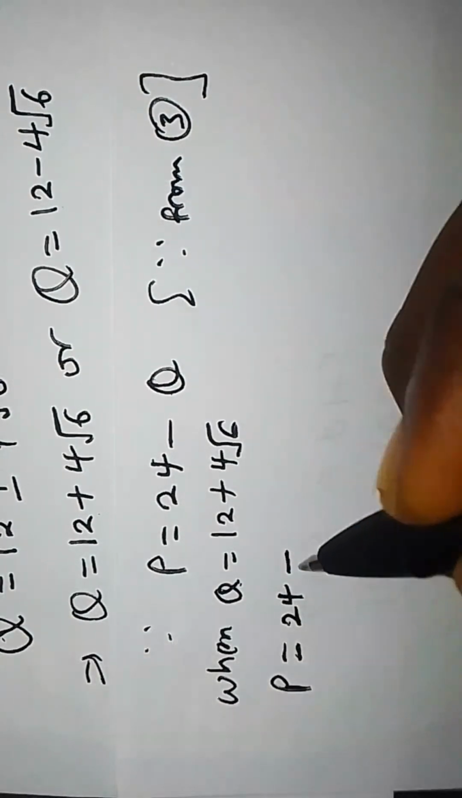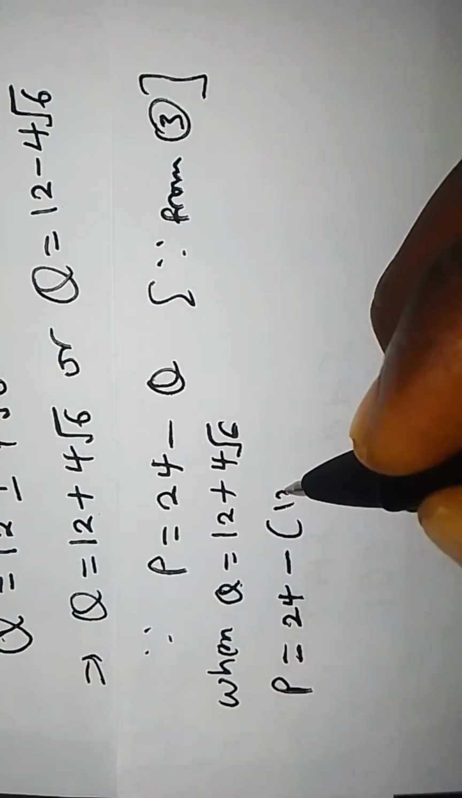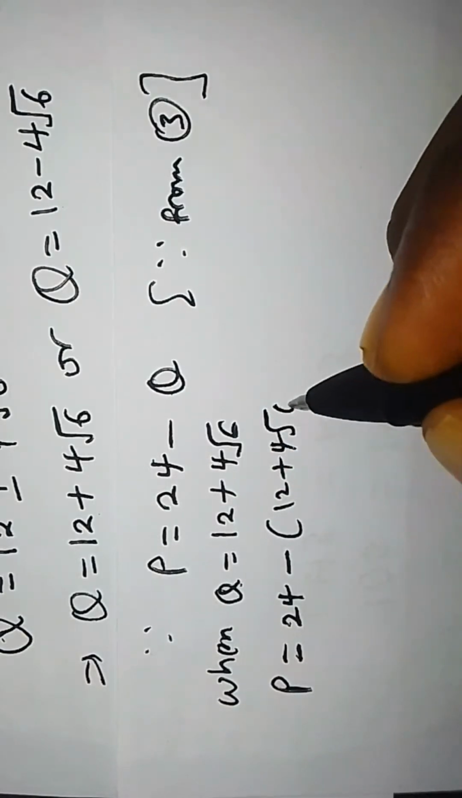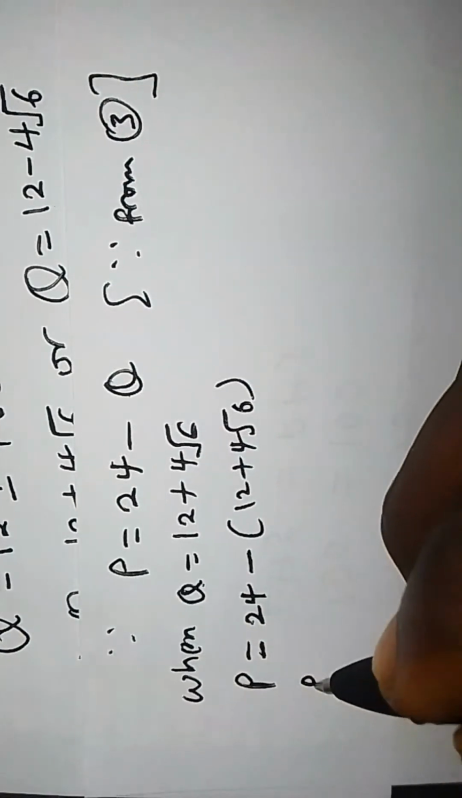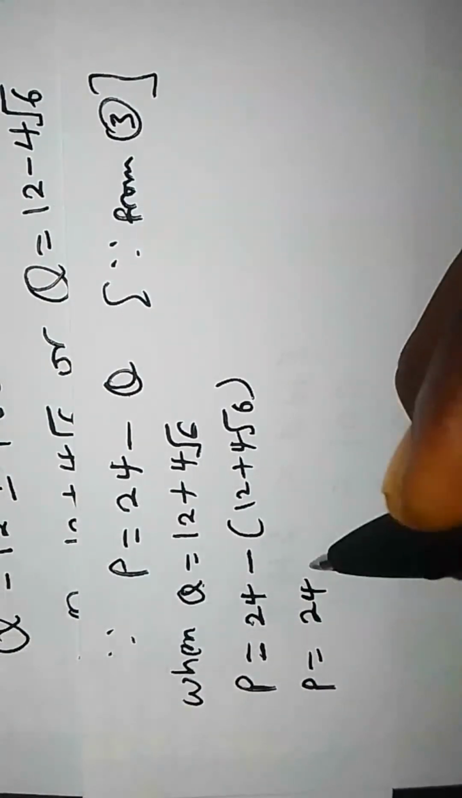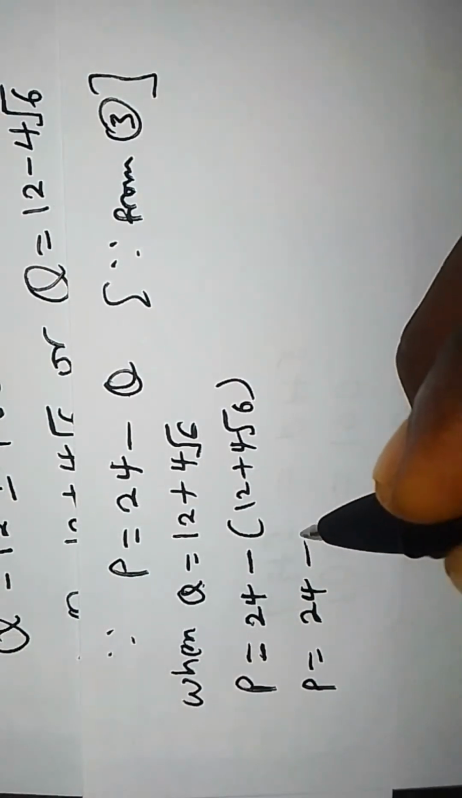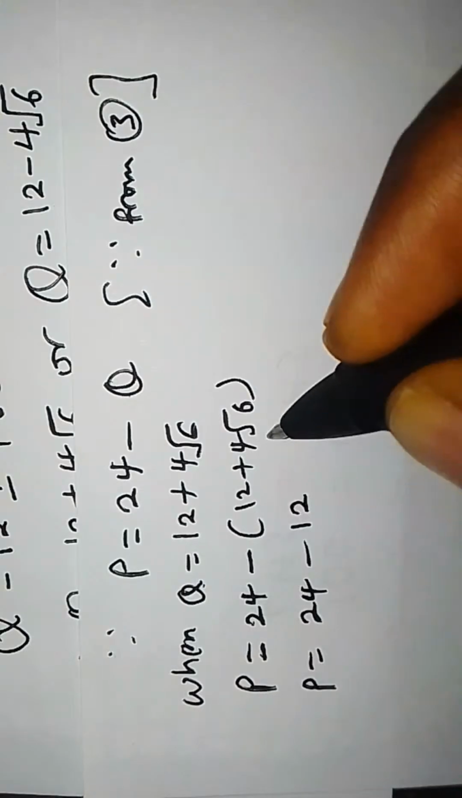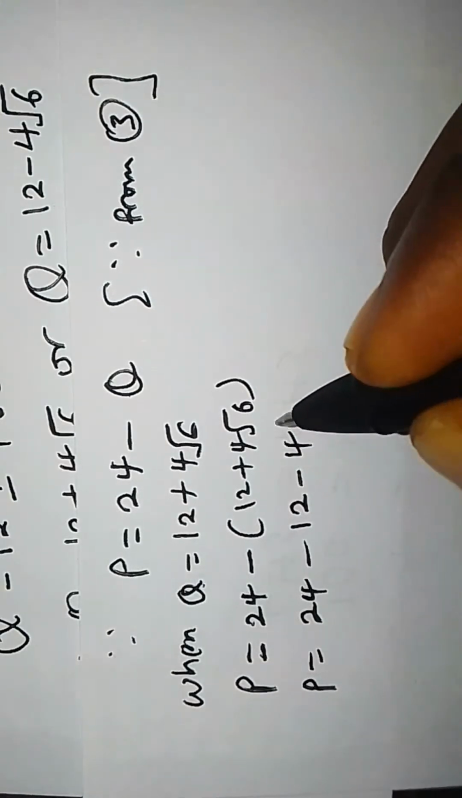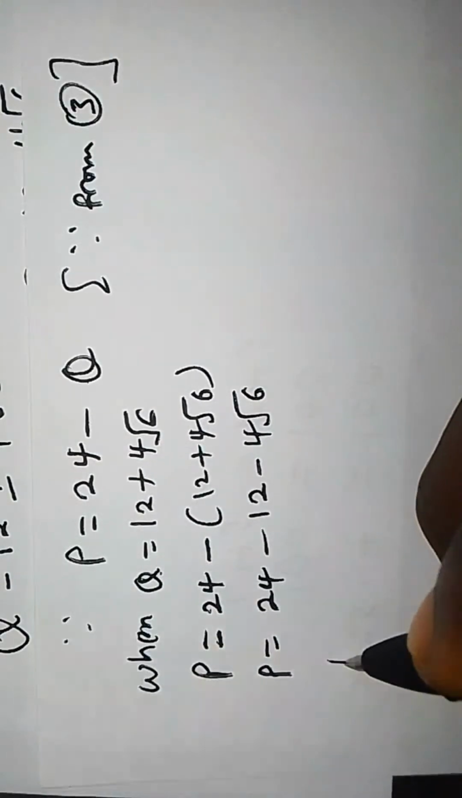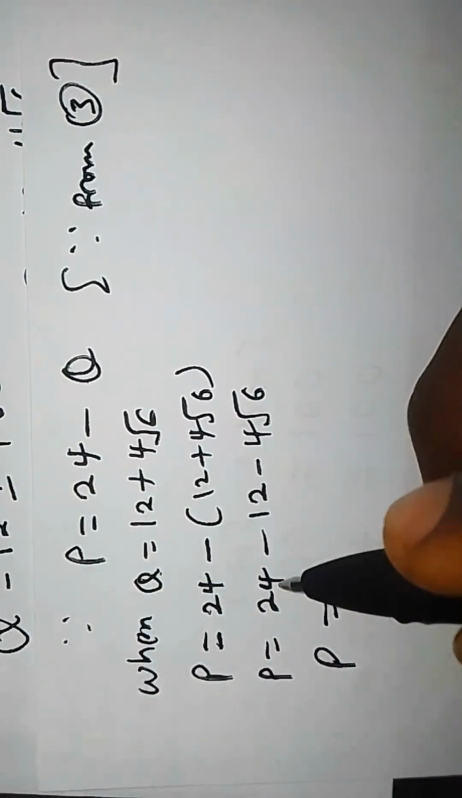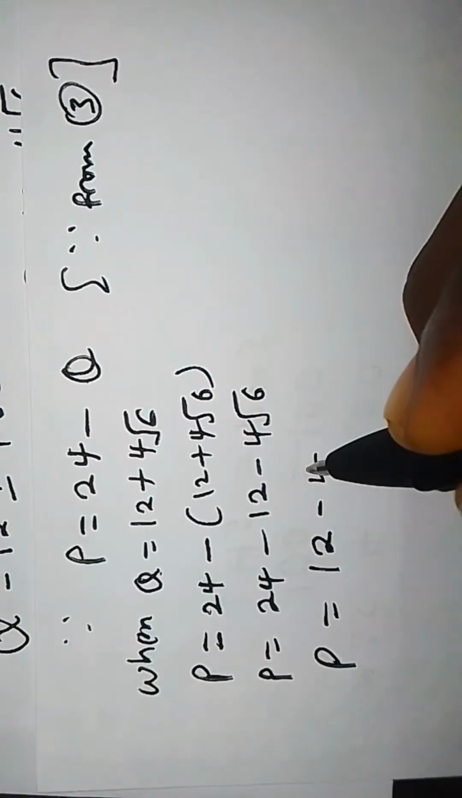24 minus 12 plus 4 root 6. P is equal to 24 minus 12 minus 4 root 6. P is equal to 24 minus 12, that is 12, minus 4 root 6.